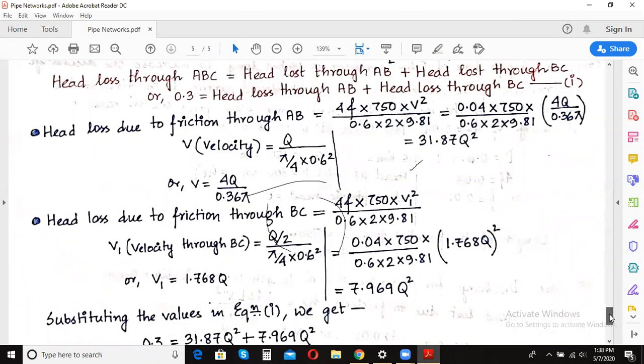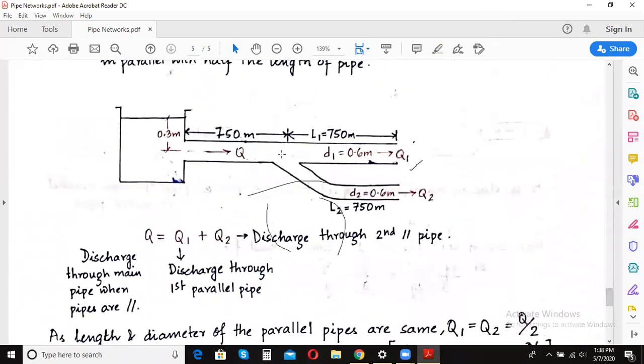Now, for the second pipe, that is BC, BC is this one. I've forgotten to annotate. This is my B point, and this is my C point, and this is the A point. Okay, keep that in mind.